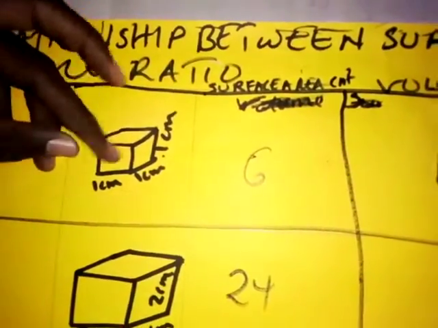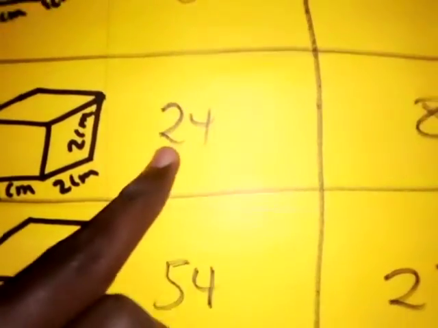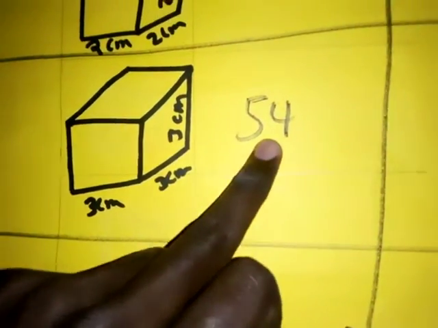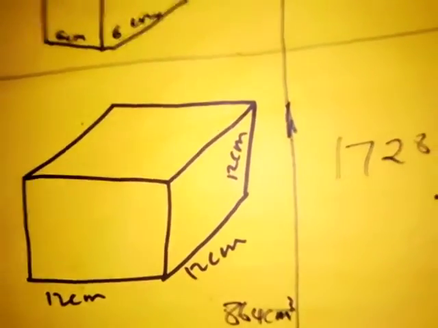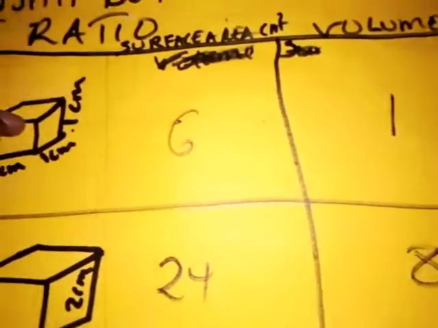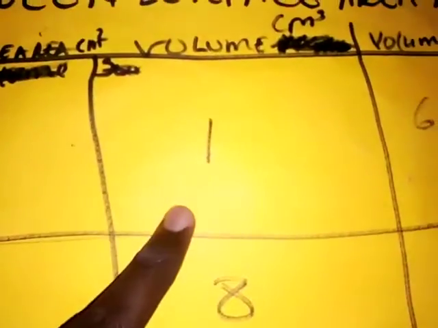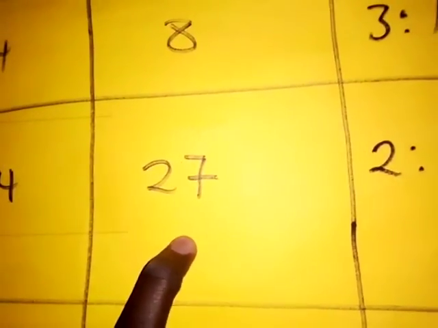Now, if you calculate the surface area for this one, it will be 6 square centimeters. This one will be 24 square centimeters, 54 square centimeters, 216 square centimeters, 864 square centimeters. Then you can also calculate the volume. So you'll find that for the first one, it will have a volume of 1 cubic centimeter. The other one, 8 cubic centimeters. This other case, we have 27 cubic centimeters, and the rest.